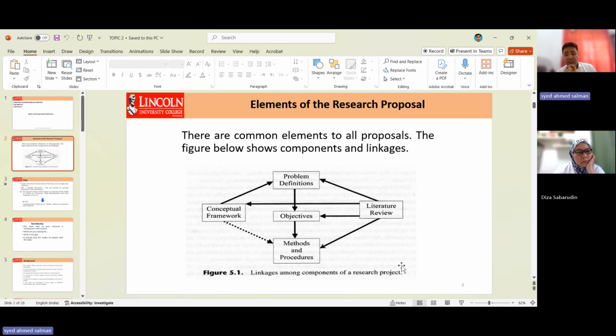Now, after the objectives, you have the problem statement, you have the literature review, you have the conceptual framework. Now, how are you going to complete your study? What methods are you going to adopt in order to complete the research, right? So now you have to do methods and procedures. Which method are you going to take? Again, you have to see your problem statement. Again, you have to see your research objectives. What is your research objective? What is your problem statement?